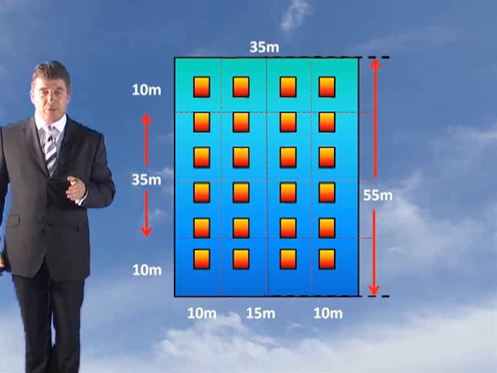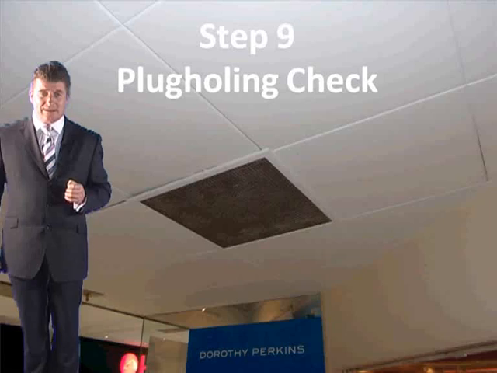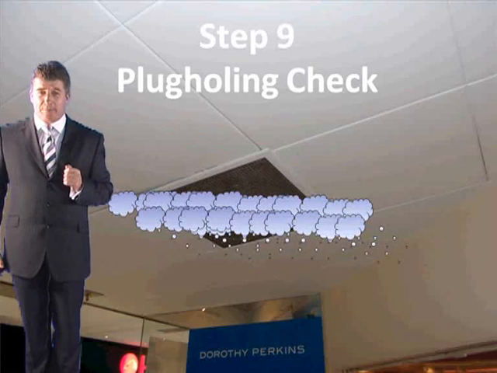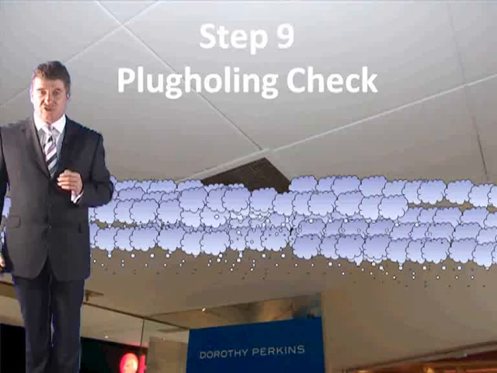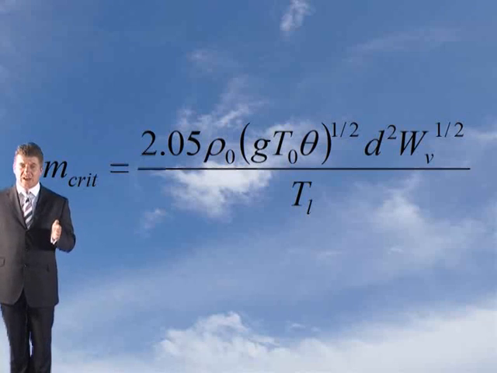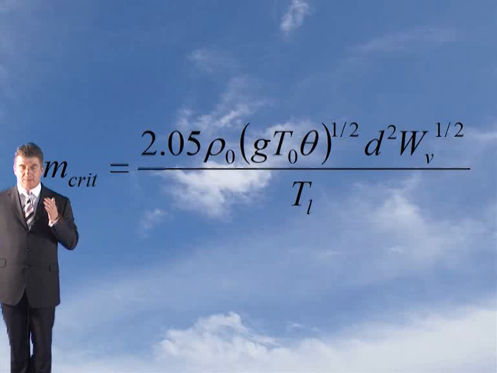So we know where we're going to put the ventilators now and how many we need. What you need to do now is work out the plug holing check, and this applies to both natural and mechanical ventilation, the plug holing check. Now don't forget there's 2 models to determine if plug holing will occur, and this depends on where the ventilator is located. The model to use when the ventilator is more than 2 metres from the edge, as is the case we are using now, is this formula here.